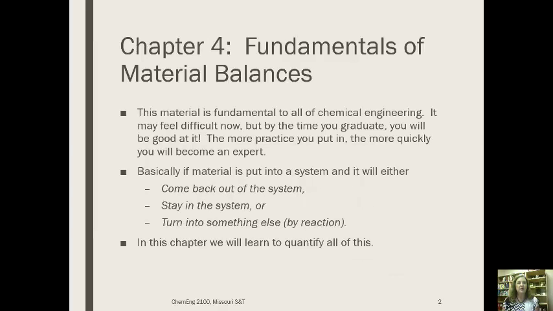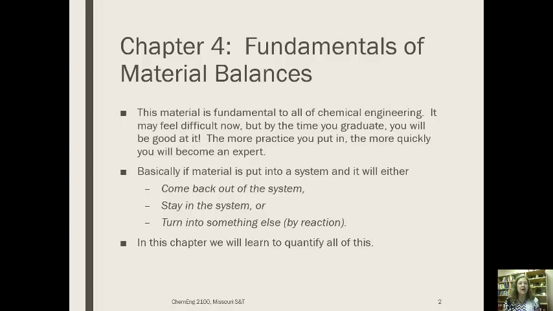So Chapter 4 is called The Fundamentals of Material Balances, and really this one chapter, if nothing else, is the one thing that you should try to become perfect at. This will make a huge difference in your entire career as a chemical engineer. This is the most fundamental thing that differentiates chemical engineers from other types of engineers. So what we're talking about here is really very, very simple, yet it does require practice.